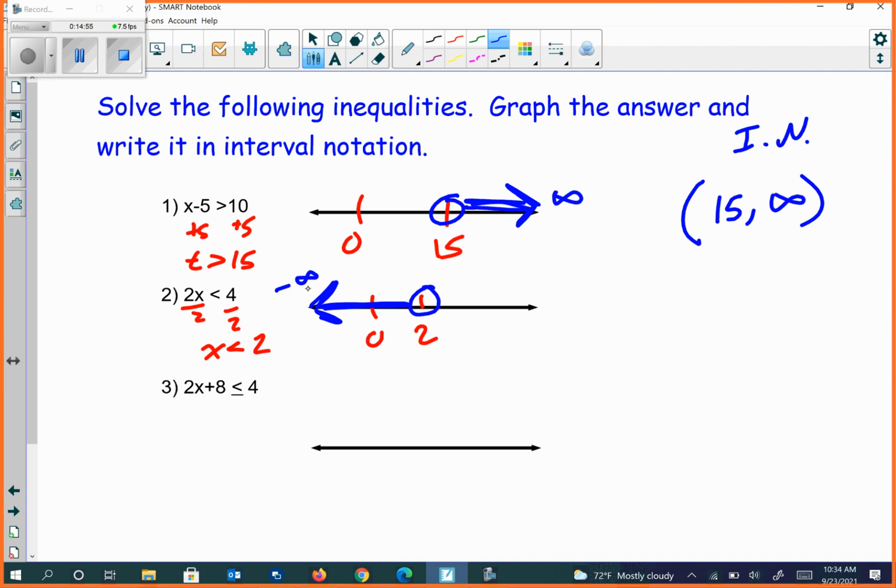Now when we write the interval notation, we read our number line from left to right. So we're going from negative infinity, and the infinities, again, always have a soft bracket, which is a parenthesis, and we go to 2. Does 2 have a hard bracket or a soft bracket? Soft. Done. Am I right?